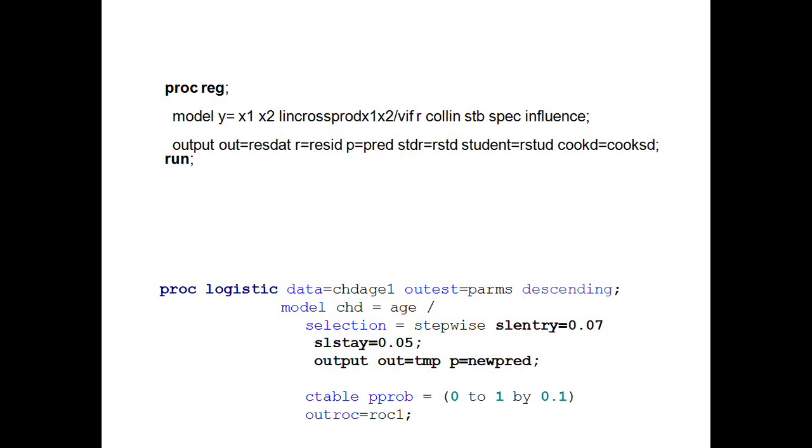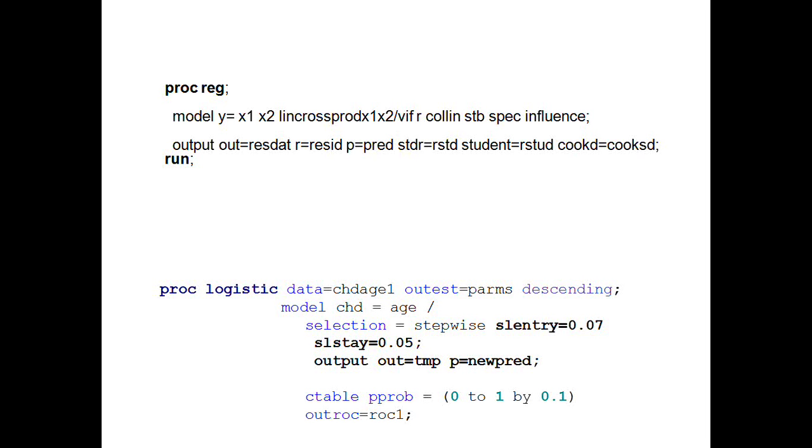But in most exercises, we use Proc Reg with model y equal to independent variables, options VIF, COLLIN, INFLUENCE, and output out equal to a listed dataset, and p equal to predict, and nothing more. It's enough for a general level of modeling.